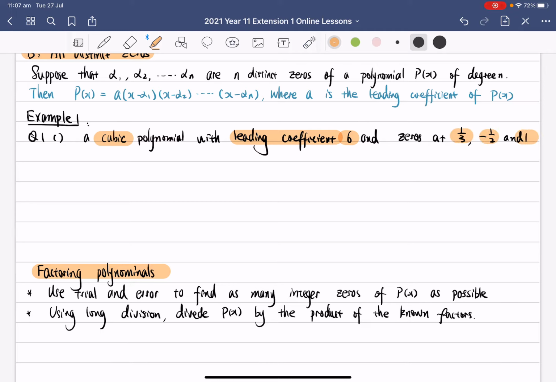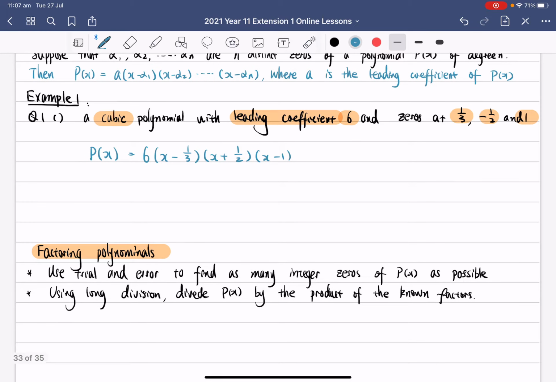All right, so according to this property here, we should be able to write down the polynomial without any problems. It's actually pretty easy. So P(x) is equal to, firstly we write down the leading coefficient, which is 6, and then we write down the factor form with all the zeros inputted into here. That's what we are going to get. Okay, that's what we have. And then, if you find this a bit annoying because inside the factors you've got 1/3 and you've got a half, what you can also do here is break the 6 into 2 and 3.